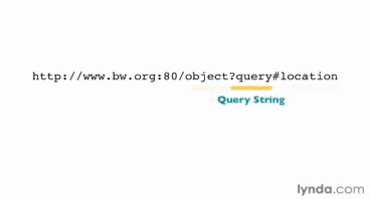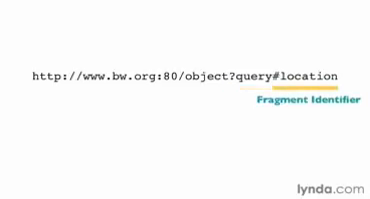The query string will be passed to software running on the server. It's typically used for CGI queries. It can provide a number of name-value pairs. The fragment identifier is used to jump to a location within a page or other resource. Let's look at some examples.